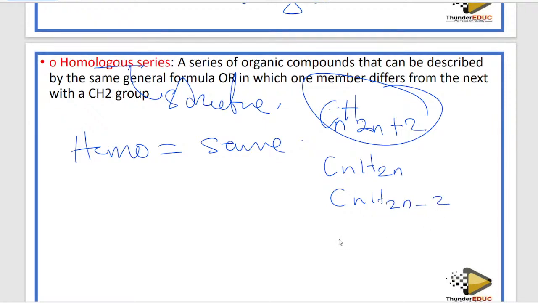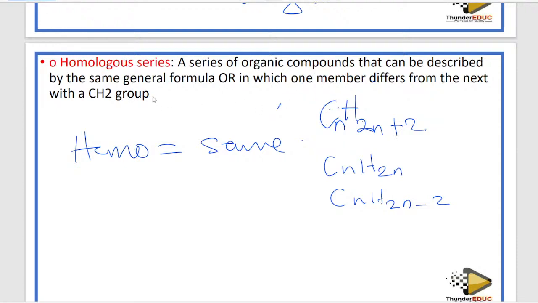It doesn't matter how many carbon atoms you have. We shall see this in detail, don't stress about it. But I want to show you that it has something in common, which is the general formula. The general formula stays the same, but the number of carbon atoms keeps on changing. So here we are saying a homologous series is a series of organic compounds that can be described by the general formula, in which one member differs from the next by just CH2.